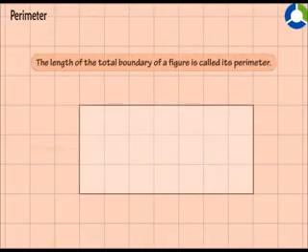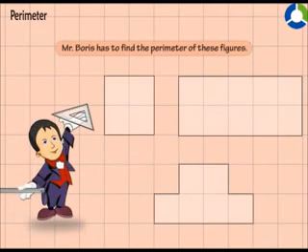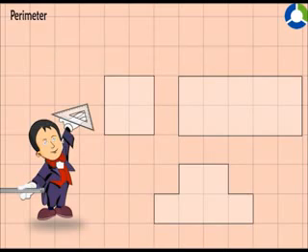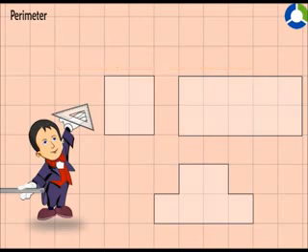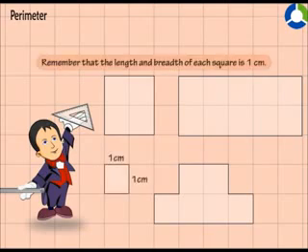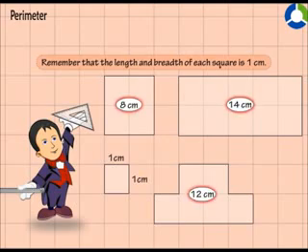Perimeter. The length of the total boundary of a figure is called its perimeter. Mr. Boris has to find the perimeter of these figures. Count the squares and help him to measure it. Remember that the length and breadth of each square is 1 centimeter.